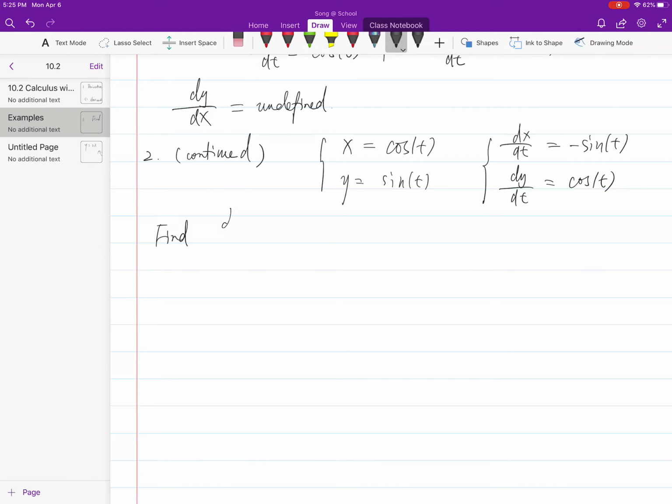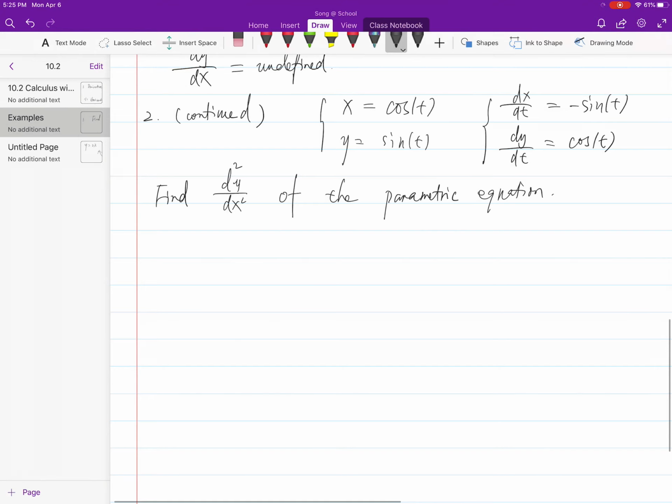Now my question is, find the second derivative of the parametric equation. Why do I want to do that? Maybe I want to check the concavity. Is it concaving down? Is it concaving up? Do I have a local maximum or minimum? So I do have all kinds of reasons why I want a higher order of derivative.